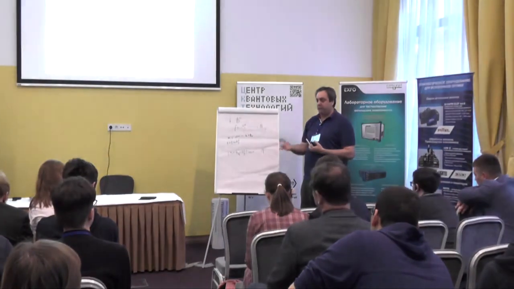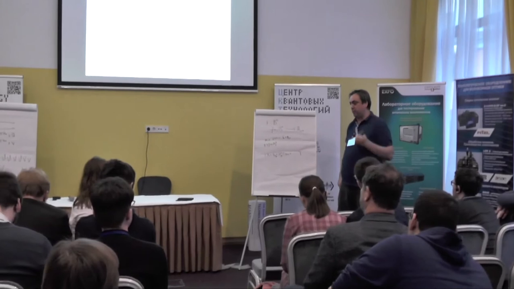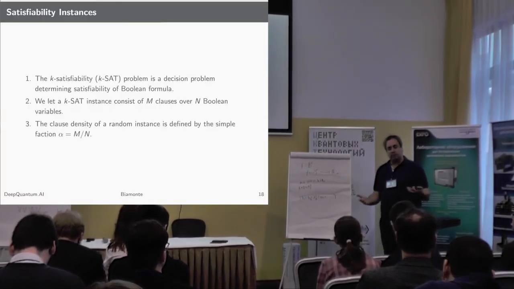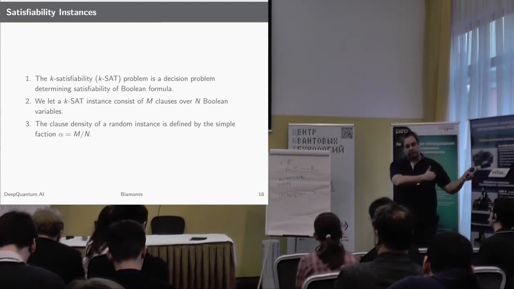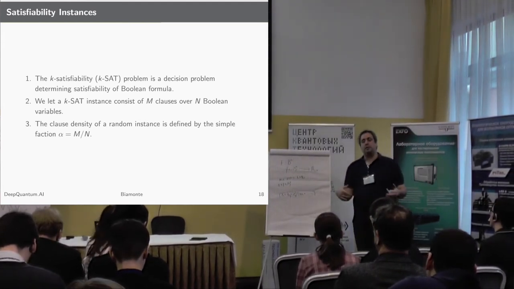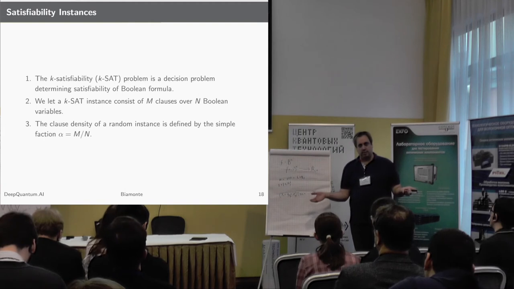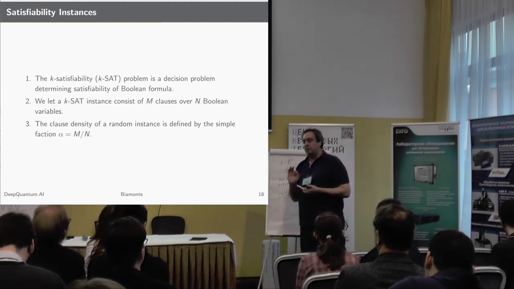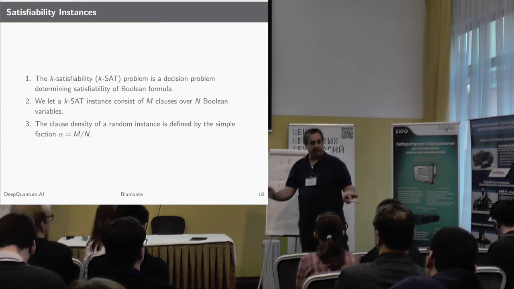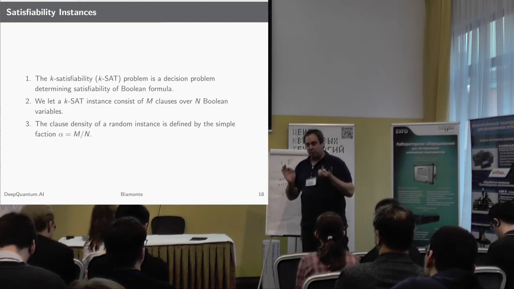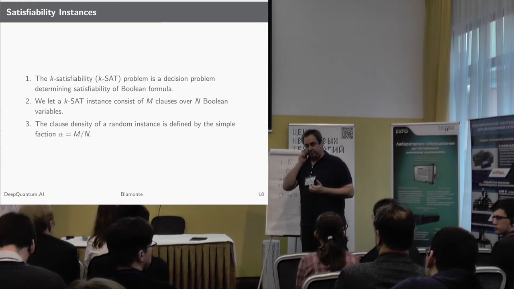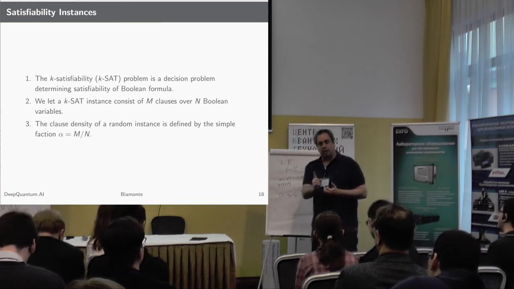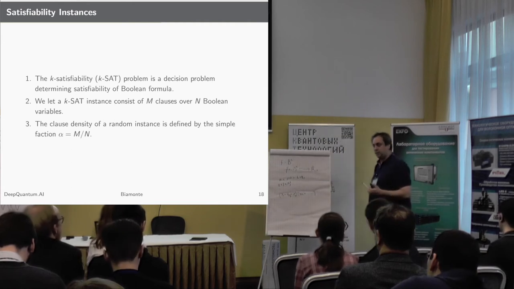Then we define what will turn into something like an order parameter. We define the density. What is a density? Density is always a ratio. The ratio of clauses to the number of variables. It's called the clause density. So let me ask you this question. If I were to dream up a random 3-SAT formula, one clause, can you assign values for one clause to make this satisfiable?